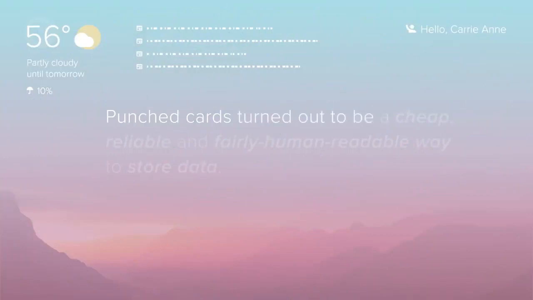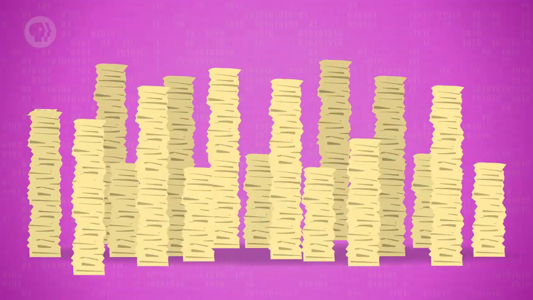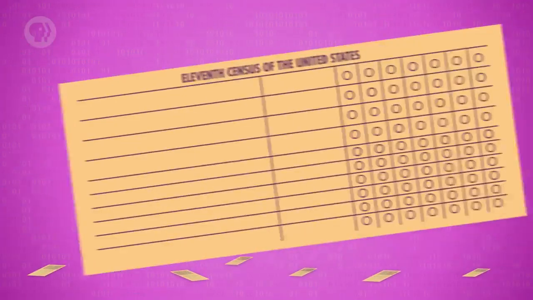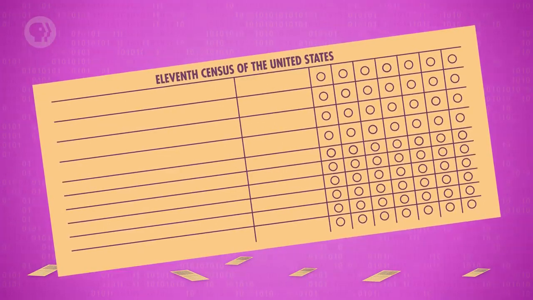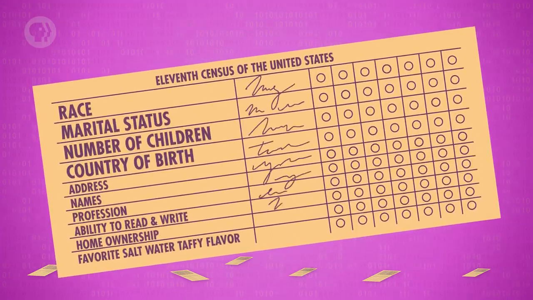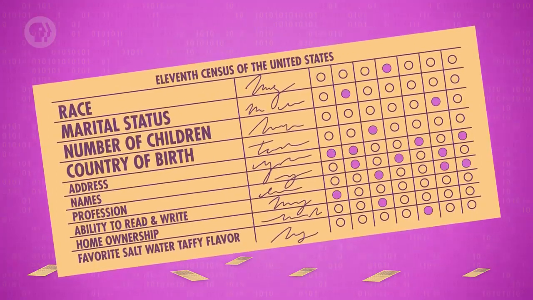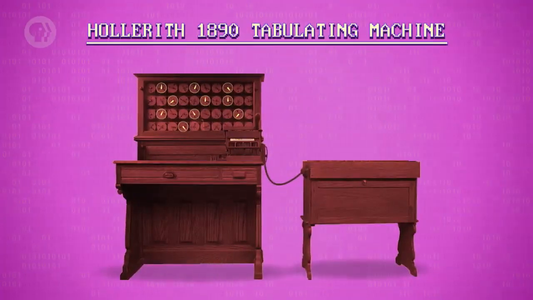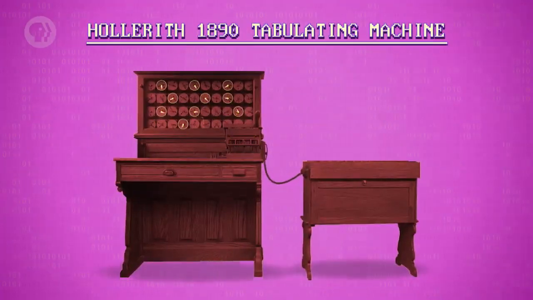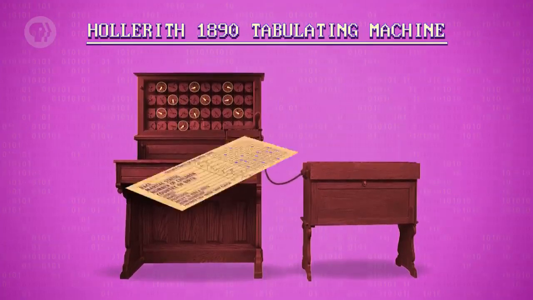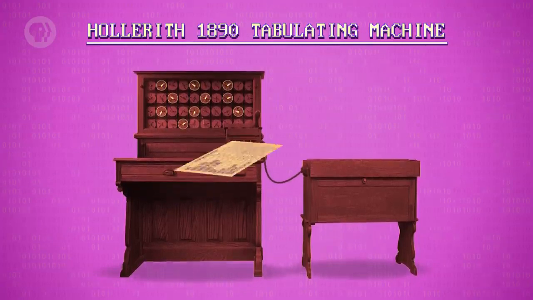Punched cards turned out to be a cheap, reliable and fairly human-readable way to store data. Nearly a century later, punch cards were used to help tabulate the 1890 US Census, which we talked about in episode 1. Each card held an individual person's data, things like race, marital status, number of children, country of birth and so on. For each demographic question, a census worker would punch out a hole at the appropriate position. When a card was fed into the tabulating machine, a hole would cause the running total for that specific answer to be increased by 1. In this way, you could feed the entire county's worth of people, and at the end, you'd have running totals for all of the questions that you asked.